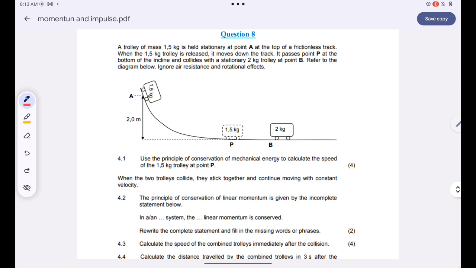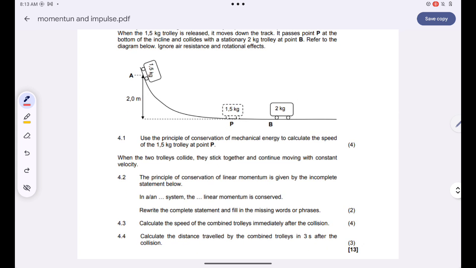In this track, guys, number one, we are told that the track is frictionless. Are you together? And another thing, we are told to ignore air resistance. So there are no non-conservative forces. So we can conclude that in the track we have an isolated system. Are you together? And in an isolated system, two things are conserved. Firstly, mechanical energy is conserved, and momentum and impulse is also conserved. Are you together?